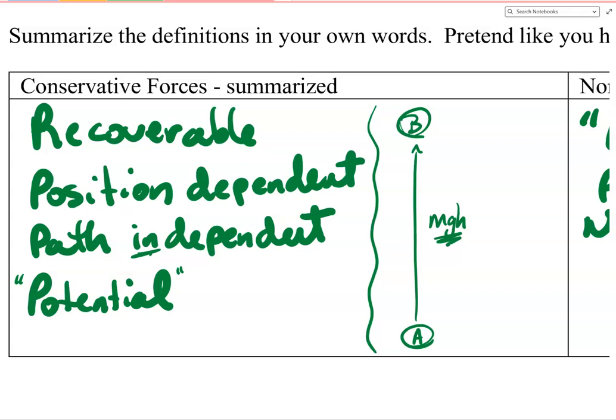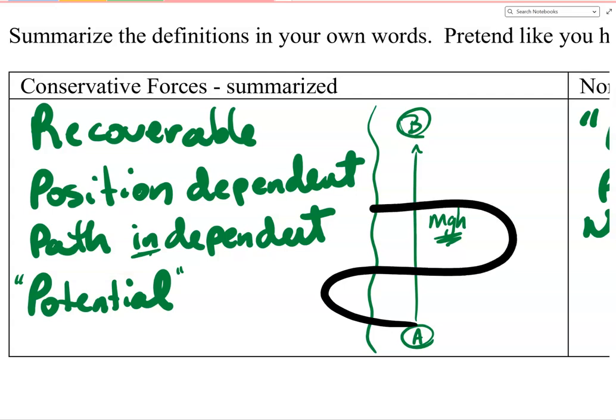It wouldn't make a difference if I were to take object A and carry it around with me like this and follow a path, like a squiggly line path, up to position B. That doesn't matter. The location, or in this case the height above some reference point, is what determines the amount of potential energy associated with gravity.